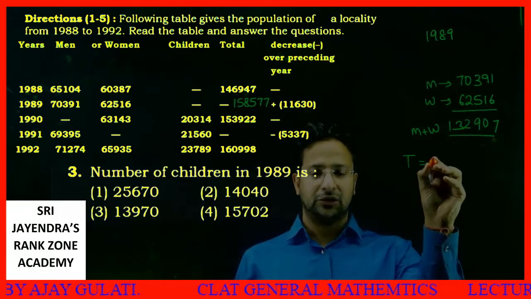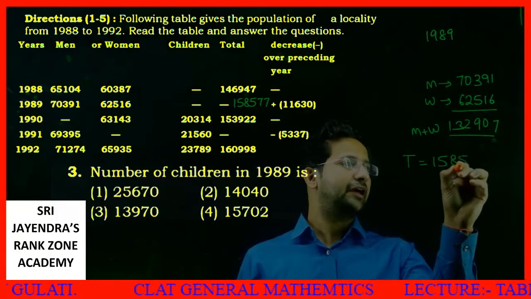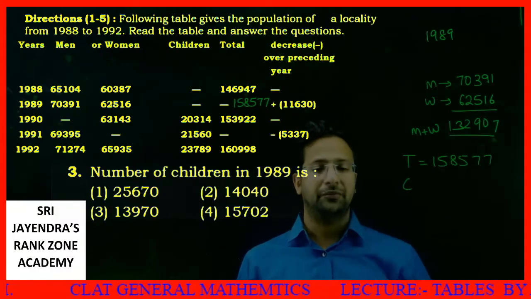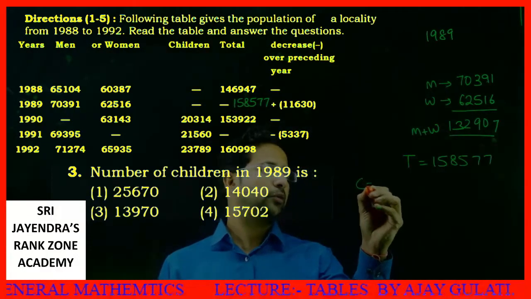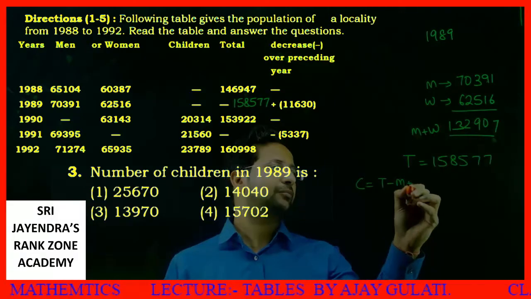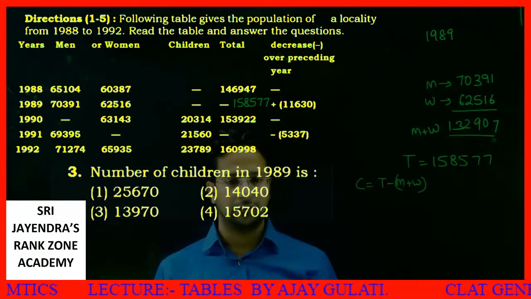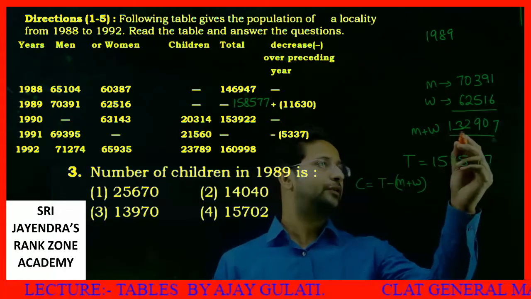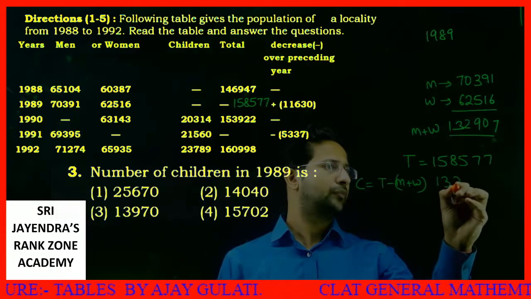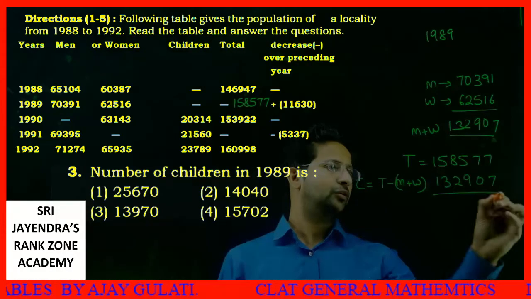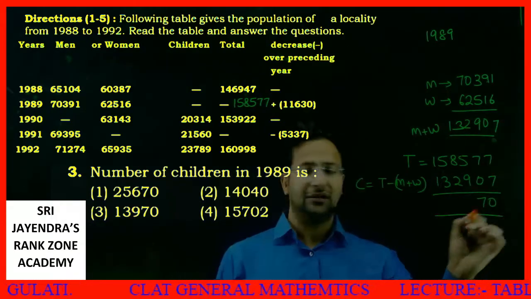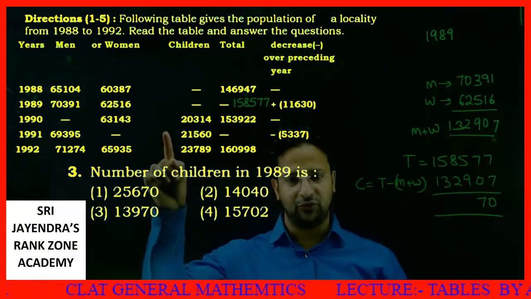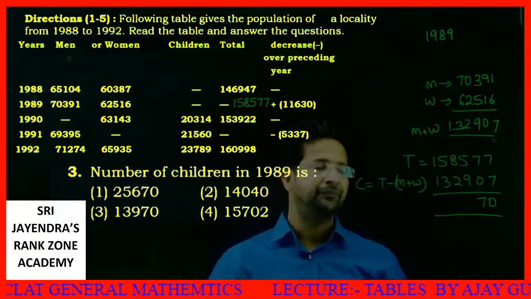Total is how much? Total is 158577. From this, if I need children, how will I get the population of children? The population of children will be total minus men plus women. So men plus women is 132907. Okay. 77 minus 7, 70 is there. Okay, these two options have 70 in the end, this and this. Let's move ahead.